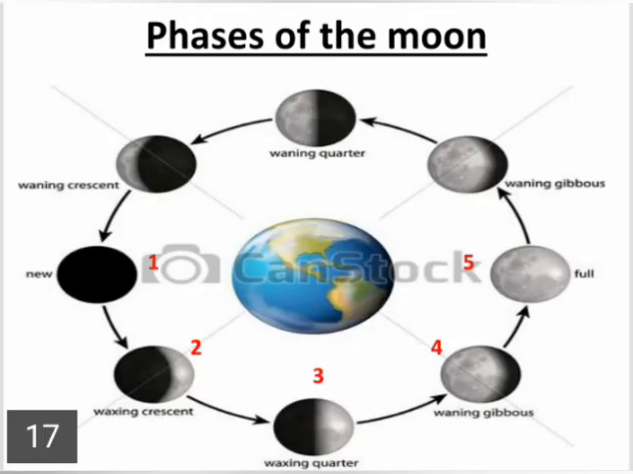Let us learn the different phases, or different shapes, of the Moon. Number 1 is the new moon, when the Moon is between the Sun and the Earth and we cannot see it at all. Then comes number 2, the crescent moon. Then number 3, the half moon or the first quarter. Then we can see number 4, which is more than half, called the gibbous moon. And in the end, number 5, the full moon.